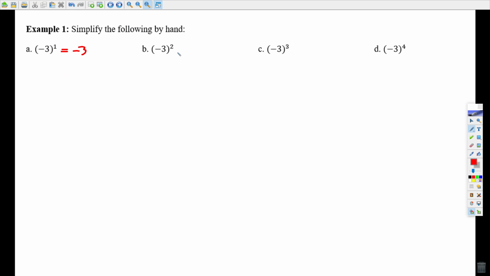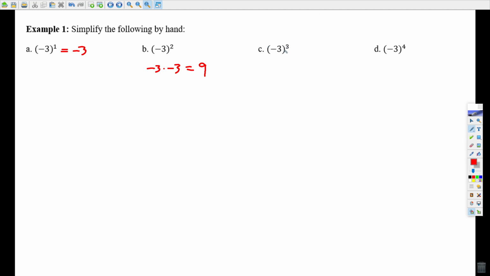Then we go to the next one. What does negative 3 to the second power mean? That means you have a negative 3 times another negative 3, right? And that's the same thing as having two negatives being multiplied together, which gives you 9.